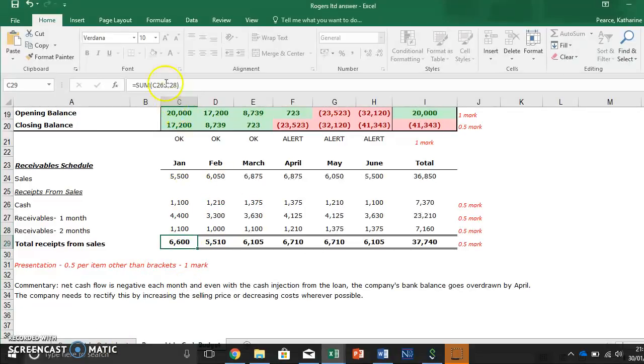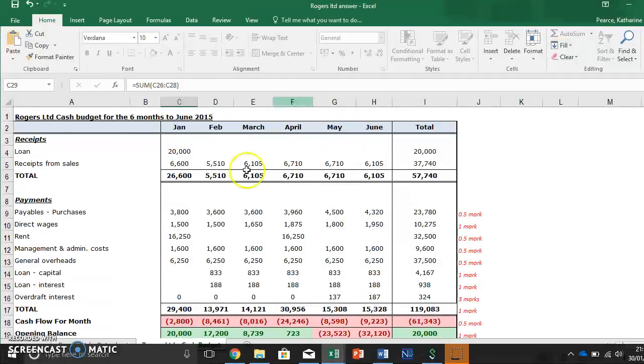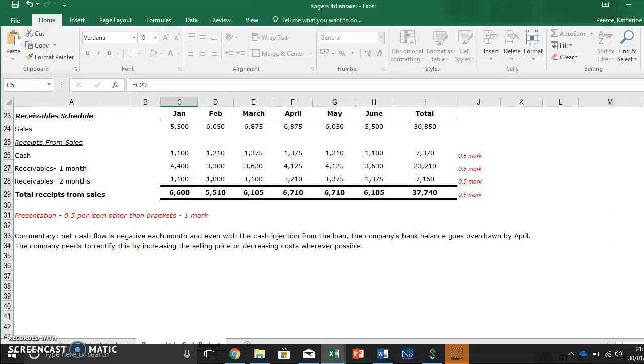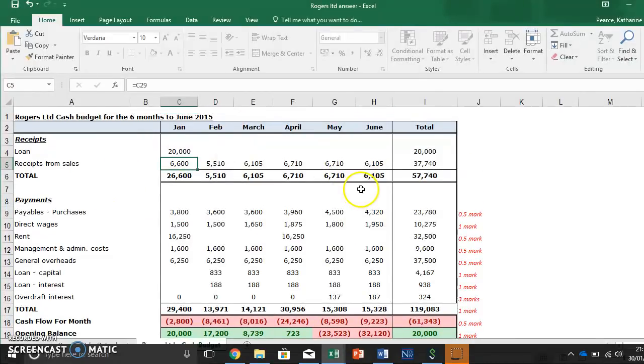You then simply add down. So add down your cash receipts, and that figure there is what you link to up here. So this equals C29. C29 is your figure here. Okay, so you can pull those across. Just make sure that this value here, this subtotal, is a real subtotal of C to H.